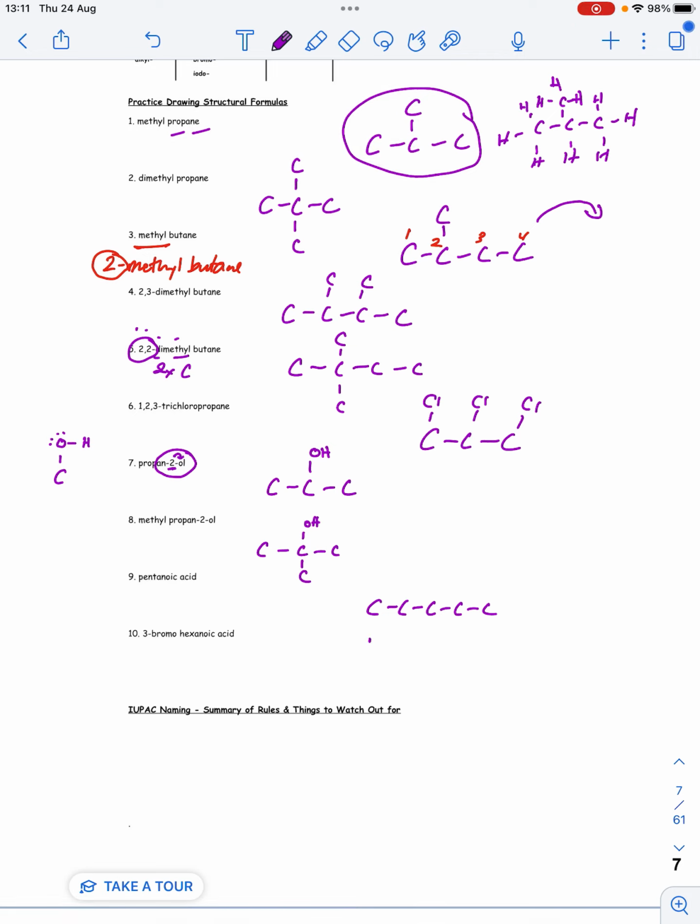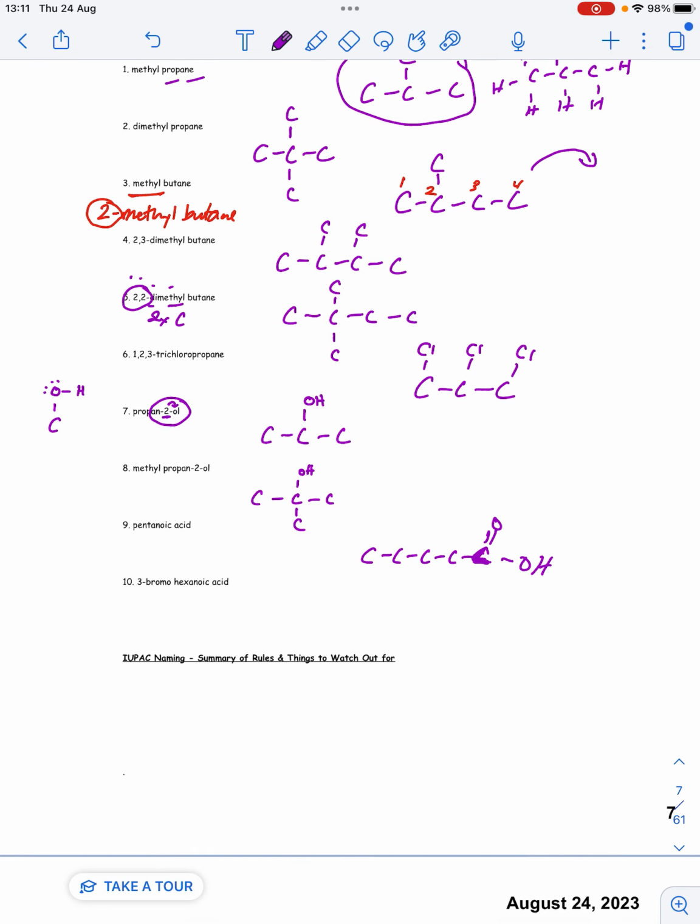So I can draw it here, or I can draw it here. I tend to draw it on the right-hand side just because that's kind of how I'm used to seeing it in books and things. So that's pentanoic acid. The carbon that's in the acid group, this one, it counts as one of the 5 carbons in the pent part of it. Okay. And then last, hexanoic and 3 bromo.